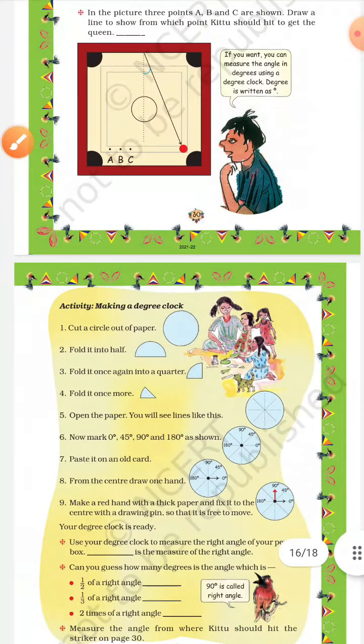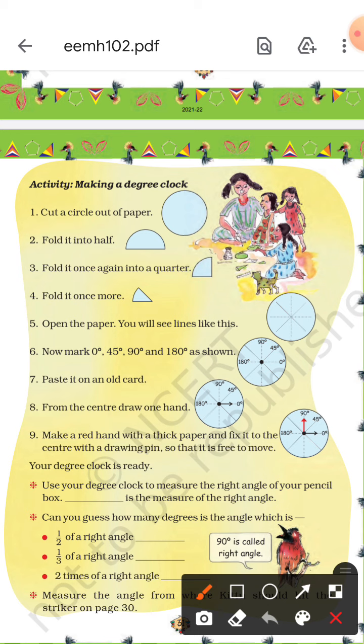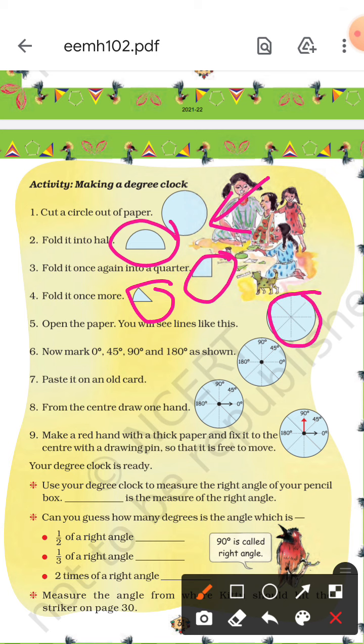Now here is one activity. If you see this page, there is another activity to make a degree clock. To make a degree clock, at first we have to cut a circle out of paper. Then we have to fold it in half. Then again we have to fold it, and then we have to fold it once more. Then open the figure, that means the paper. You will see all the lines here.